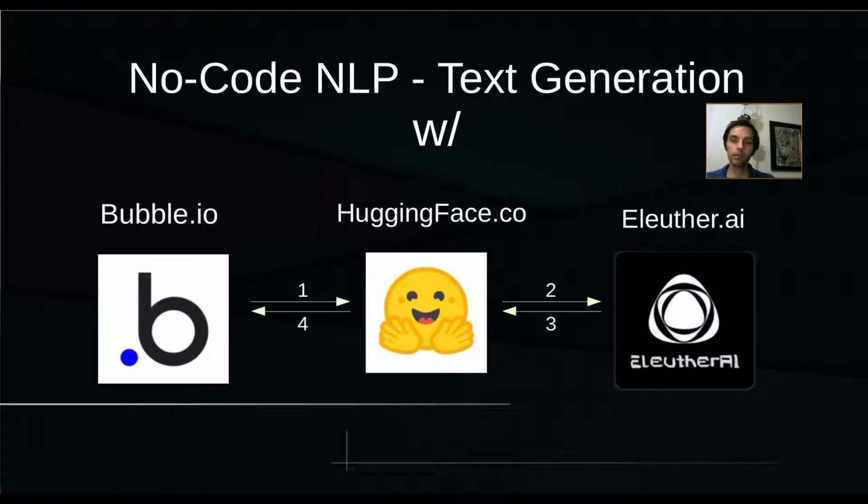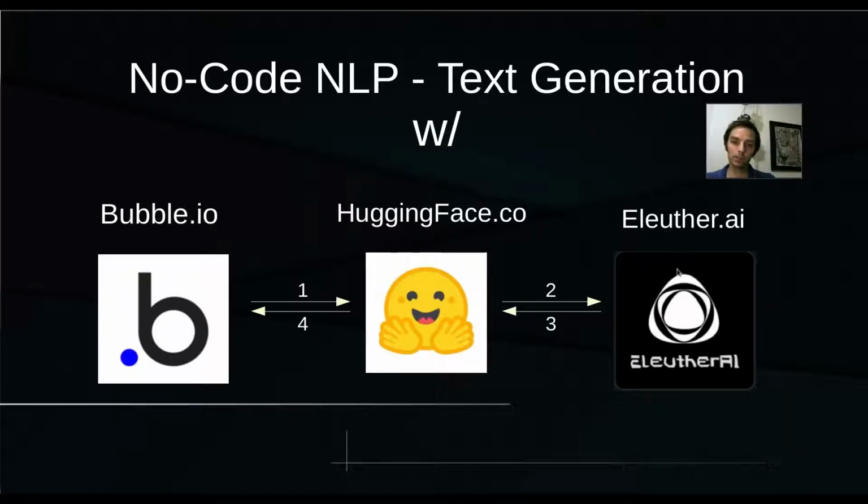Okay, welcome everyone. In this video, I'm going to show you how you can add automated text generation to your low-code and no-code apps without writing any code and without having a GPT-3 license. We're going to be using Bubble to build the front end, and a model from Eleuther.ai called GPT-Neo, connecting to that through an API provided by huggingface.co.